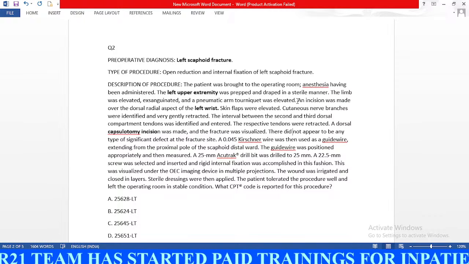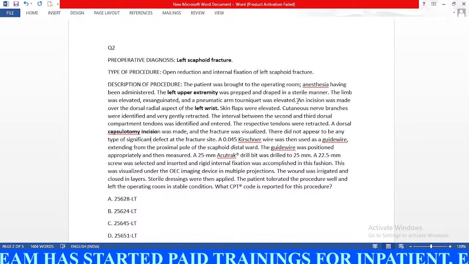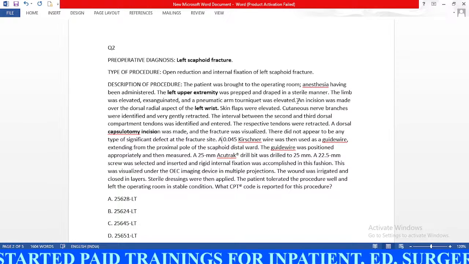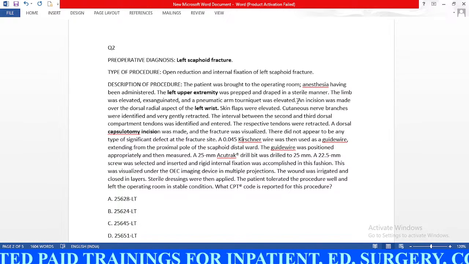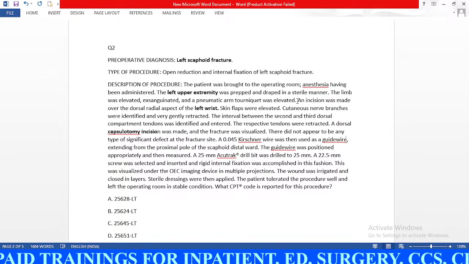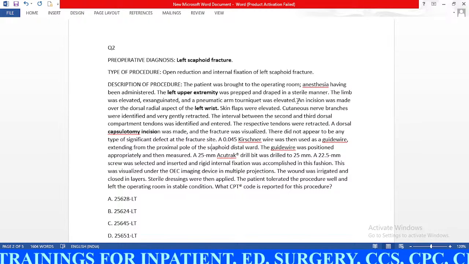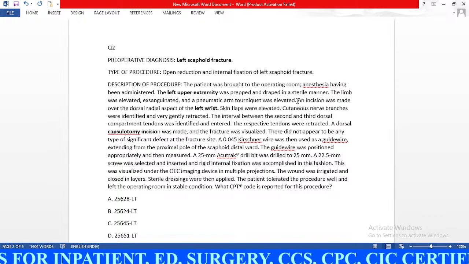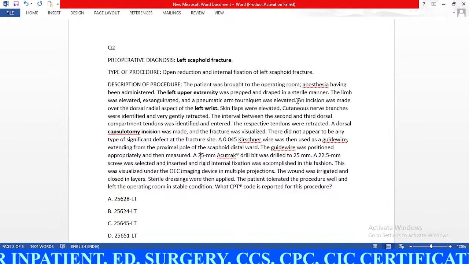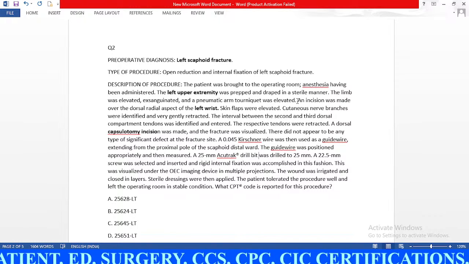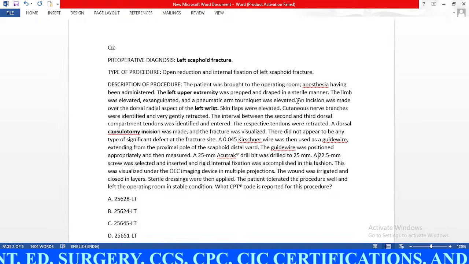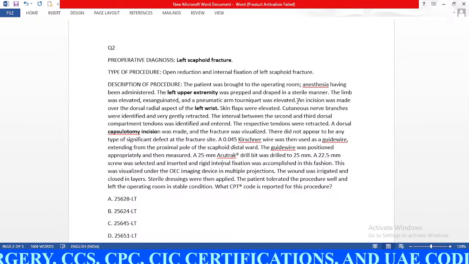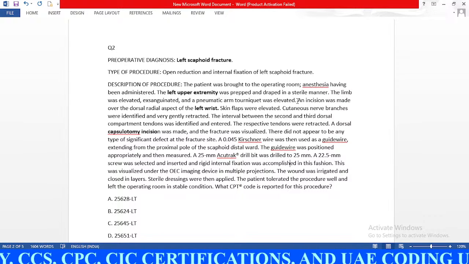So there did not appear to be any type of significant defect at the fracture site. So there is no problem at the fracture site. A 0.045 Kirschner wire was then used as a guide wire extending from the proximal fold of the scaphoid distalward. The guide wire was positioned appropriately and then measured. A 25 mm AccuTrack drill bit was drilled to 25 mm. A 22.5 mm screw was selected and inserted and rigid internal fixation was accomplished in this fashion.